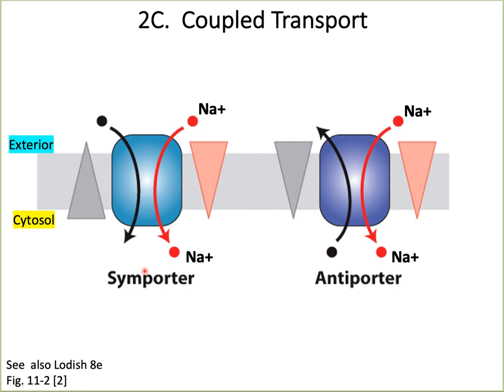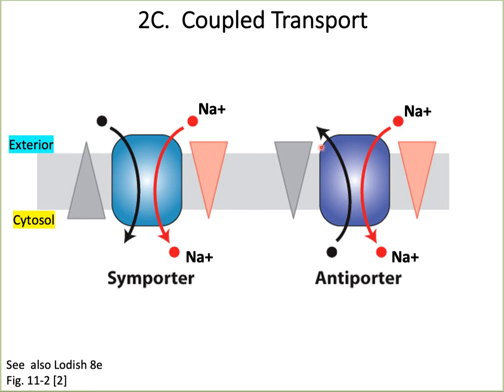So once again, for coupled transport, you need the assistance of some kind of transporter, and when both substances move in the same direction, the transporter is called a symporter. In this example, you have a symporter moving sodium from the extracellular space to the cytosol down its concentration gradient, and then moving a second substance, right here, against the concentration gradient, but in the same direction.